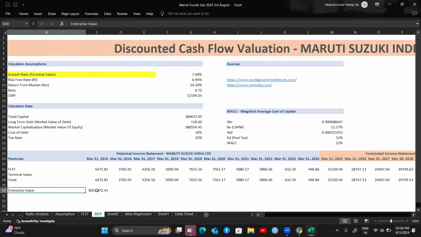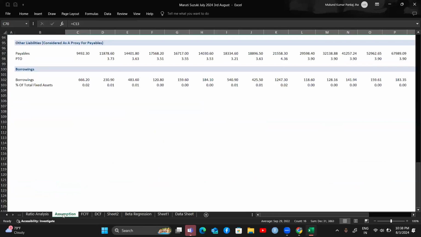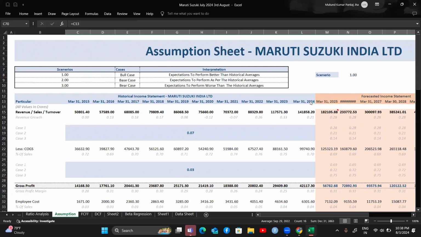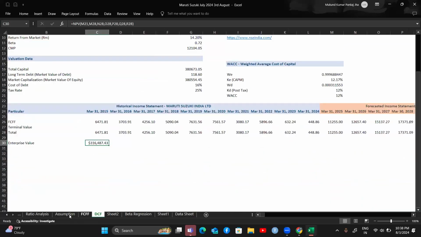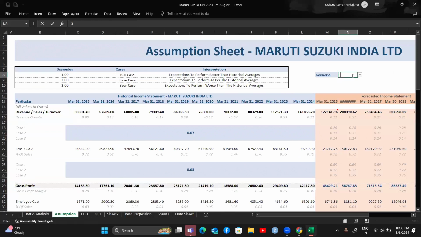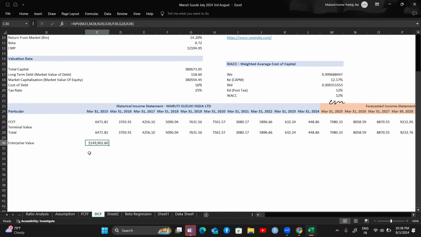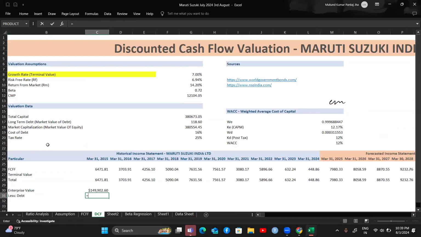This is my enterprise value based on scenario 1. If I change this to scenario 2, my enterprise value will also change. And this is my new enterprise value, 316. In scenario 3, what is my enterprise value? 14902. Less debt. We have long-term debt for the company.